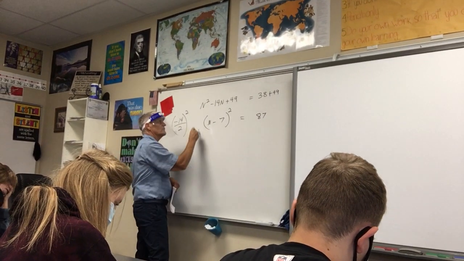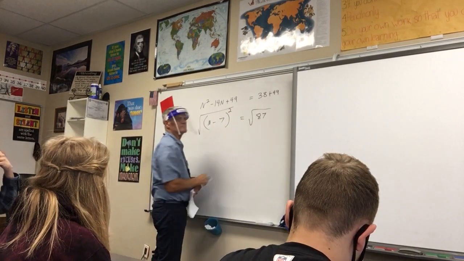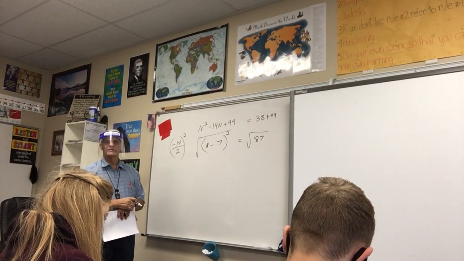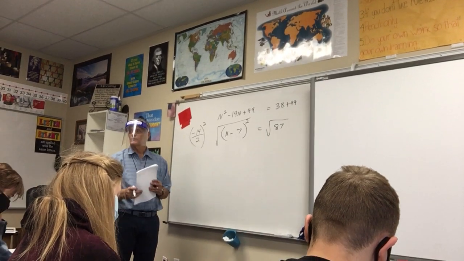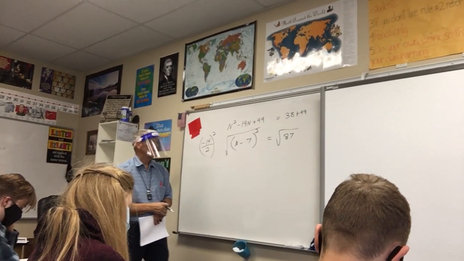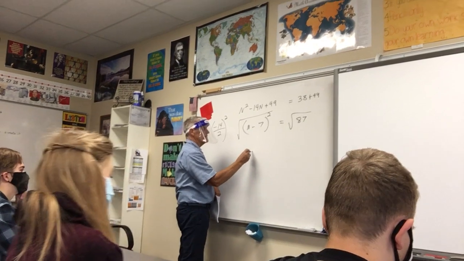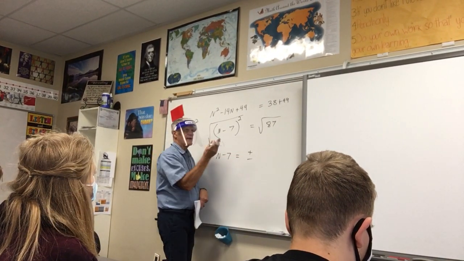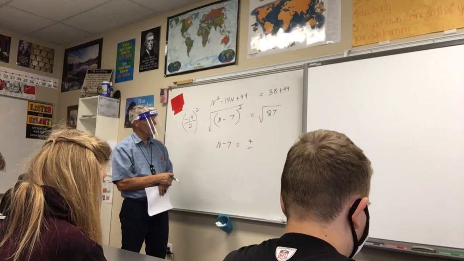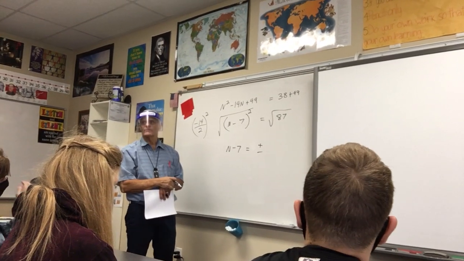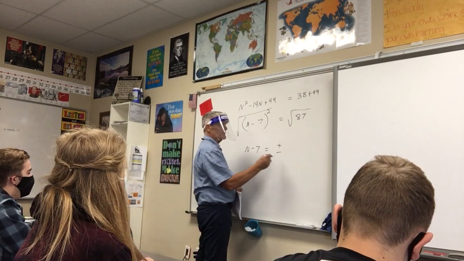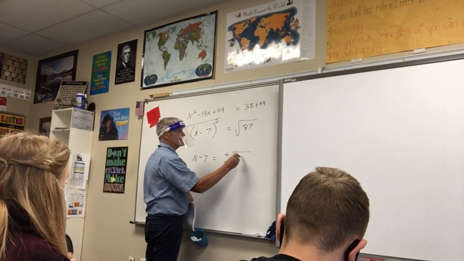Now, I will always take the square root of this when I'm solving it. Later on, I'm going to do something different. I'm not going to be solving it, so I won't take the square root. So this is n minus 7 equals, no matter what I do, the negative squared and the positive squared is going to be the same number. So it's plus or minus square root of 87.